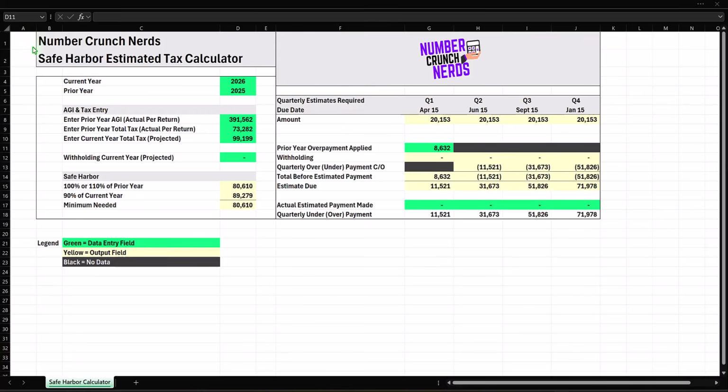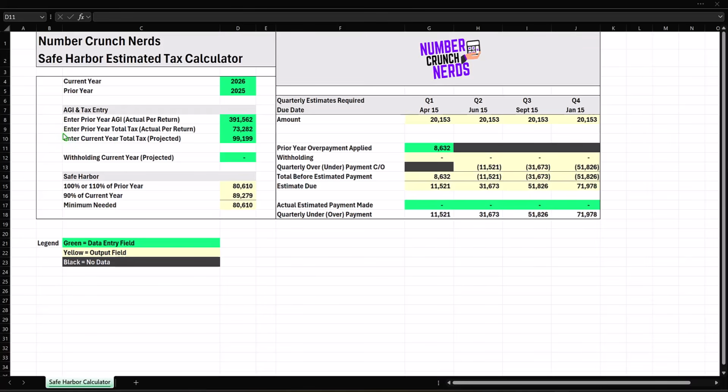Okay, here we go. Step number 1 is to open the Number Crunch Nerds Safe Harbor Estimated Tax Calculator. The current year is 2026 and the prior year is 2025 for purposes of this example. Okay, step number 2, enter the prior year, meaning 2025 AGI. This is from your actual tax return. For this example, I'm going to say that amount is $391,562. And where do you get that number on your tax return? The answer is Form 1040, line 11B.